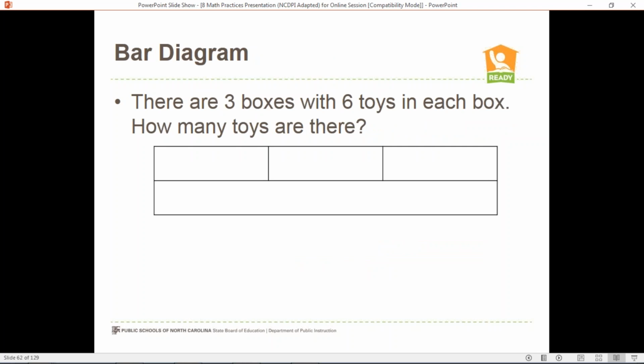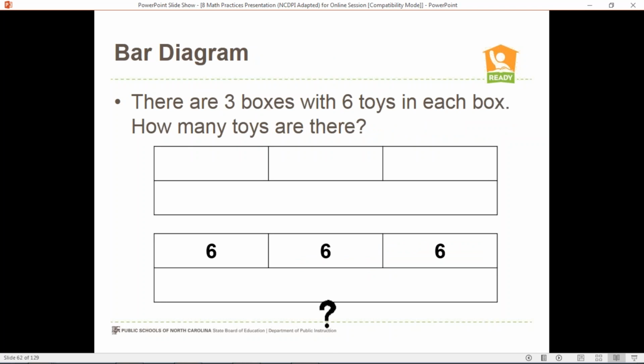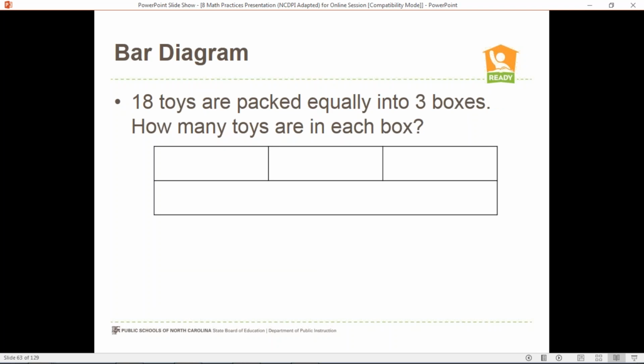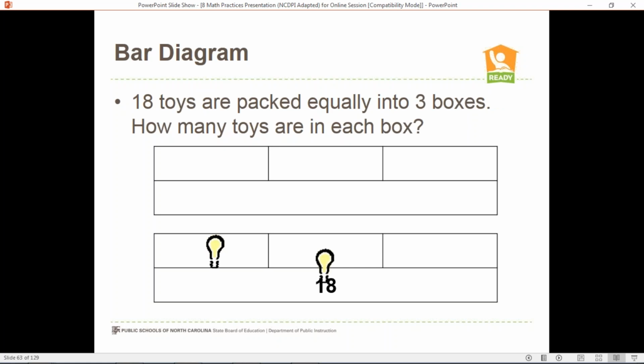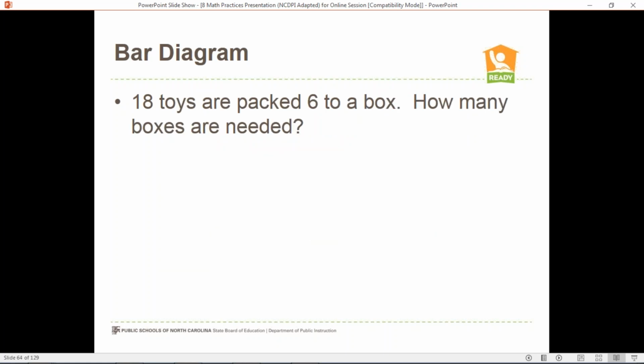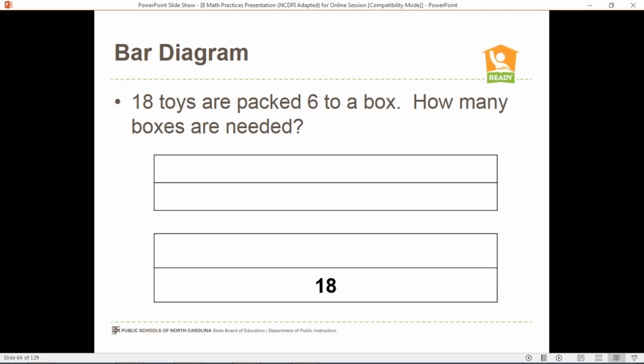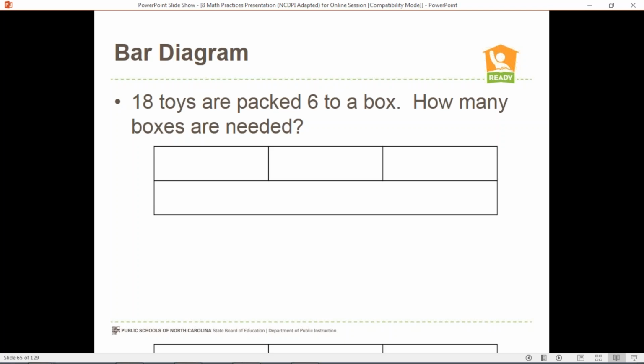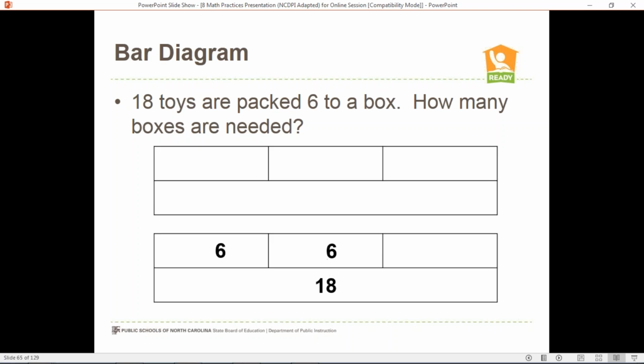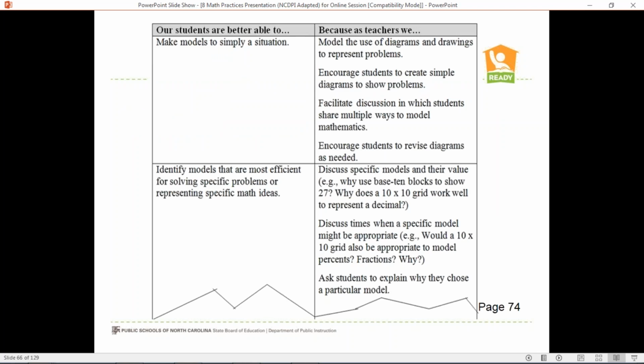It's not just part, whole all the time, right? In this case, there are 3 boxes, 6 toys in each box. How many toys are there? Well, I'm going to have to think about that in terms of all 3 of those parts. Versus I could flip that around, right? 18 toys are packed equally, so I've got 18. So I've got to break that into 3 equal boxes. 18 toys are packed 6 to a box. How many boxes? So now I've got that 18, but I don't know how many parts I'm breaking it into. So now I've got to figure out how many of those elements are going to come in there. So I end up with a very similar looking picture, but a very different problem, right?